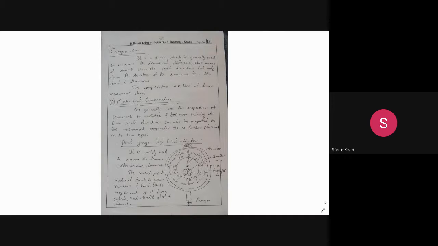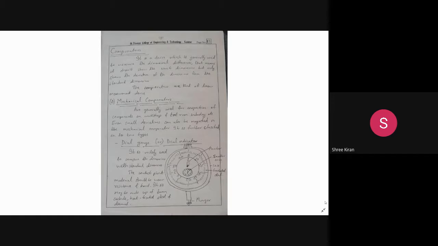So in the case of mechanical comparators, what happens? The mechanical comparators are generally used for the inspection of components in workshop and tool room industry, etc. Even small deviations can be magnified in the mechanical comparator. The mechanical comparator is further classified into two types: dial gauge or dial indicator, and reed type mechanical comparator.